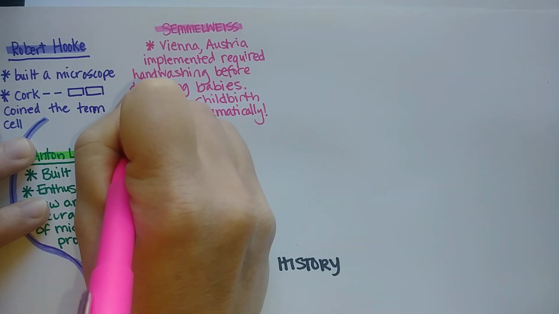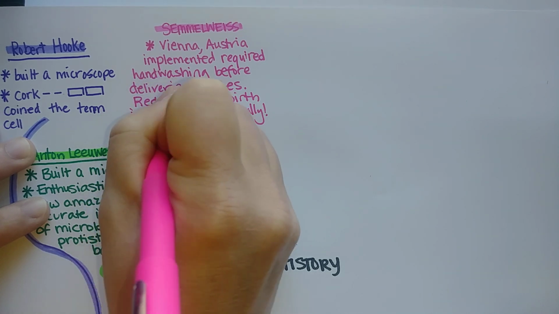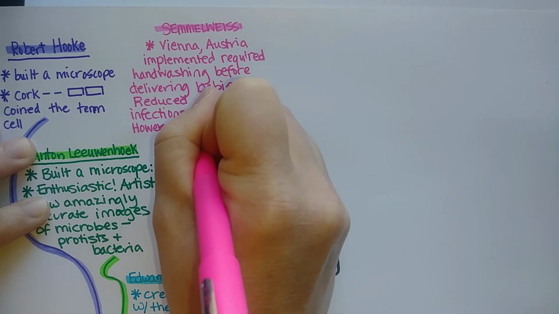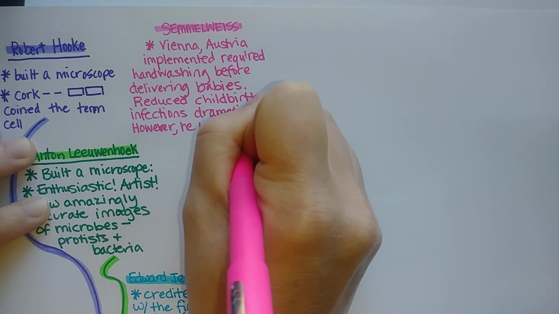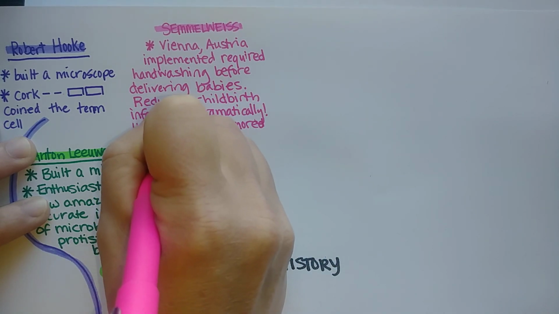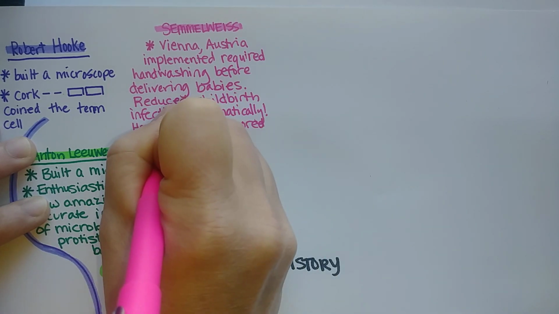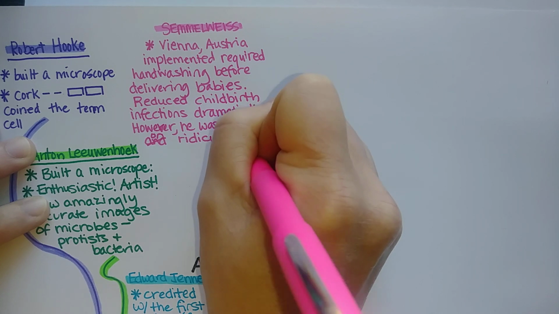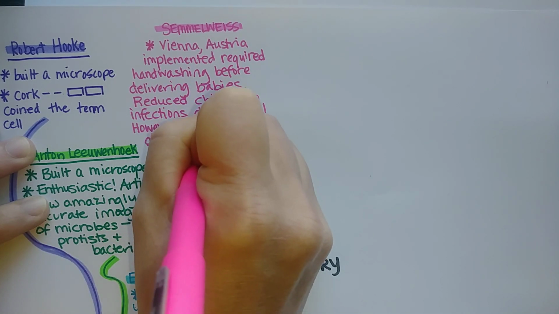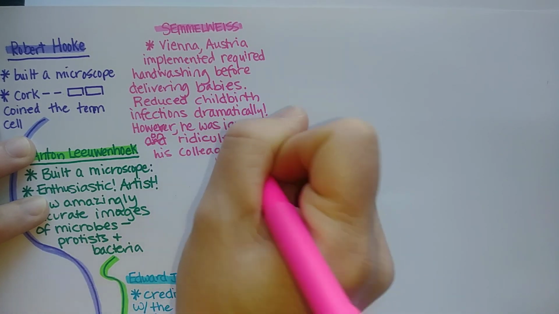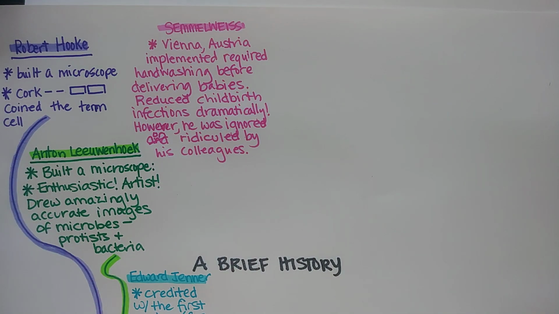However, he was shunned by his colleagues. He was either ignored or ridiculed by his colleagues. And the medical students hated him. They thought he was super annoying and strict because he made them do all this stuff. And he published a paper showing the dramatic decrease in deaths after the hand washing was implemented, and the data was simply ignored.